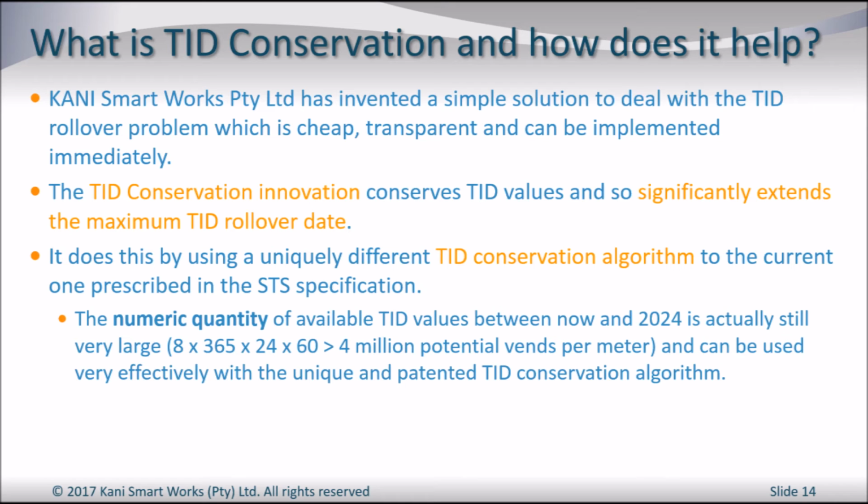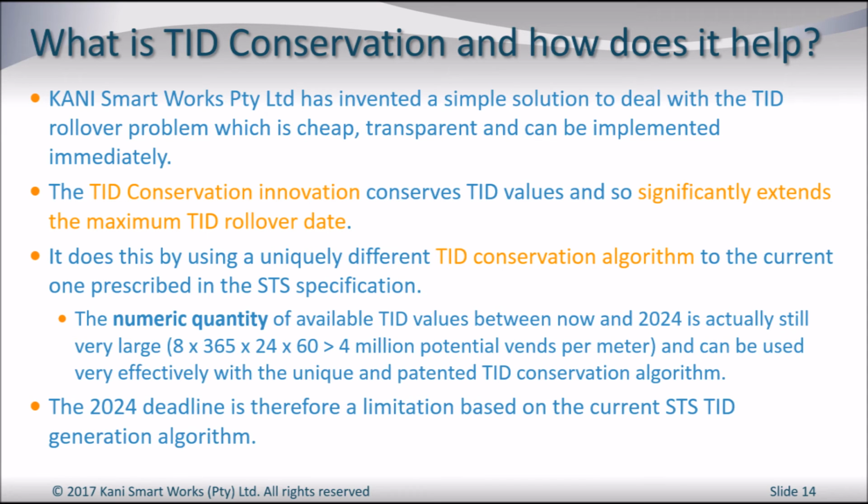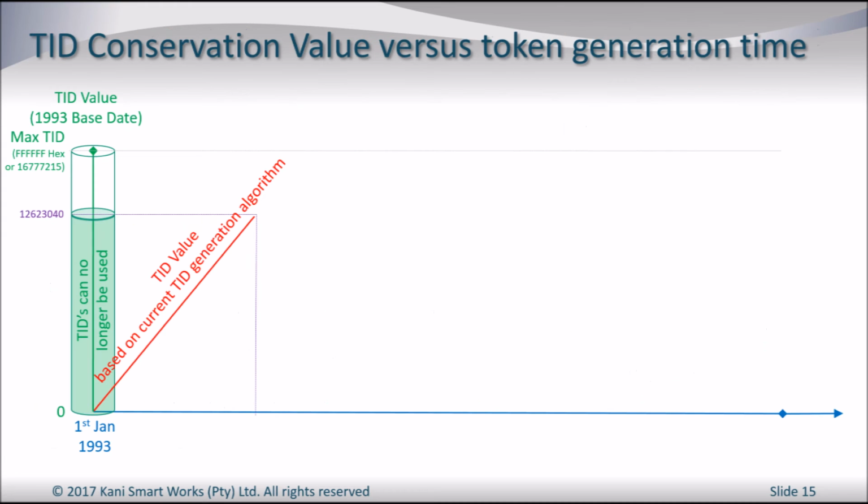In fact, even though we are 80% of the way through all the possible TID values, there are still many more TID values available if we act timeously. Therefore, the 2024 deadline is a limitation based on the current STS TID generation algorithm. Returning to our graph, we will recall that the STS TID generation algorithm has a one-to-one relationship between the generation time of the token and the TID value.